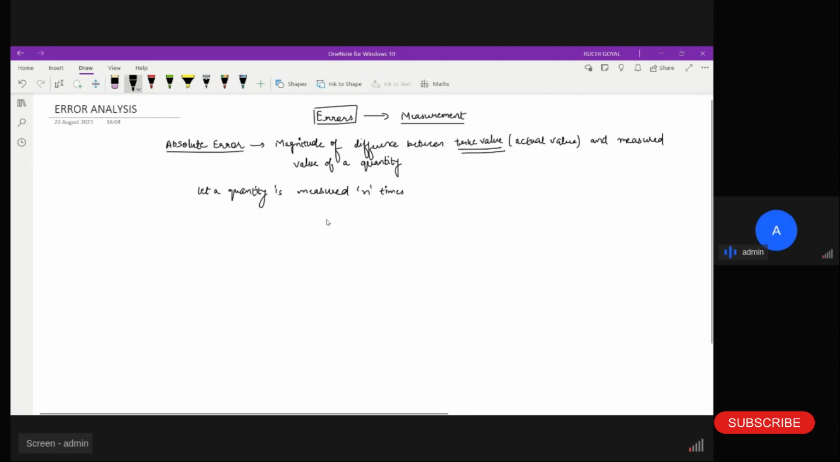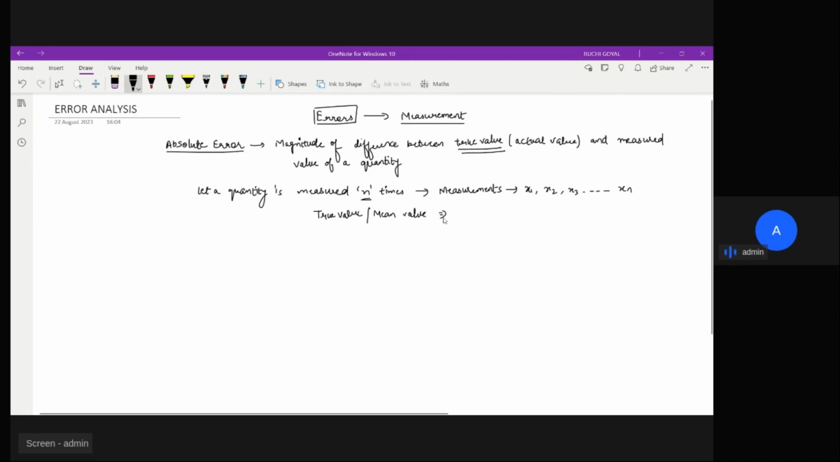Okay, so what have we done? We have taken a quantity, any quantity, which we have measured many times. Suppose we measured it n times. If we have measured it n times, then we have some measurements, and those measurements will be like x1, x2, x3 and so on. These are the measurements. So how will we find the true value for these measurements, or we can write it as mean value.